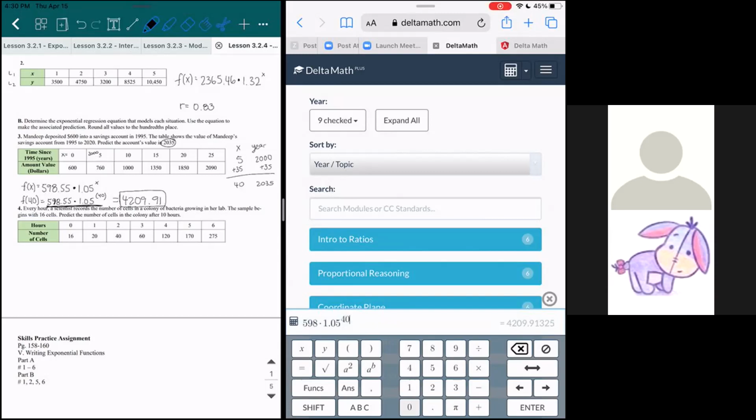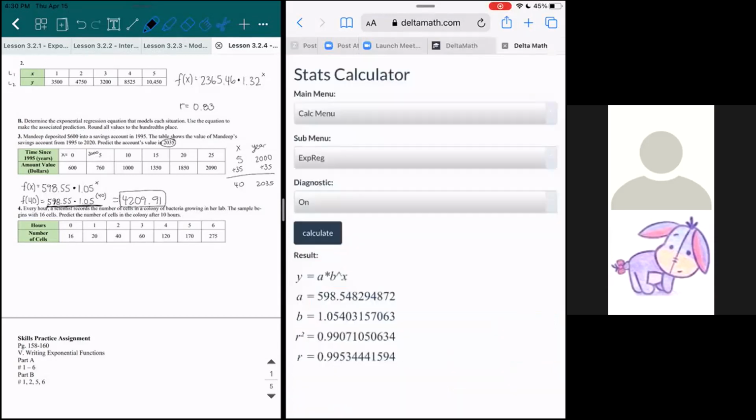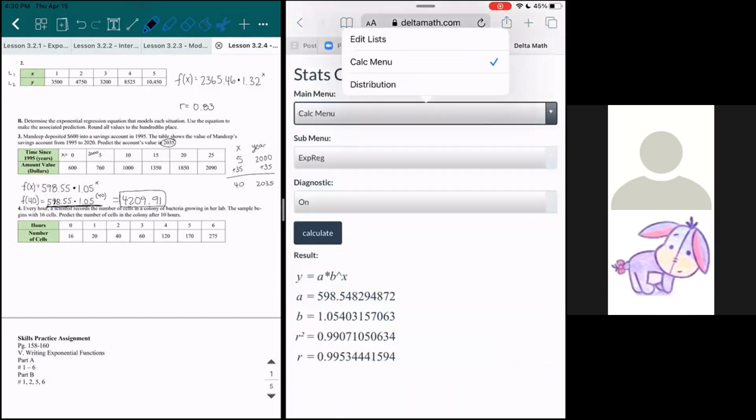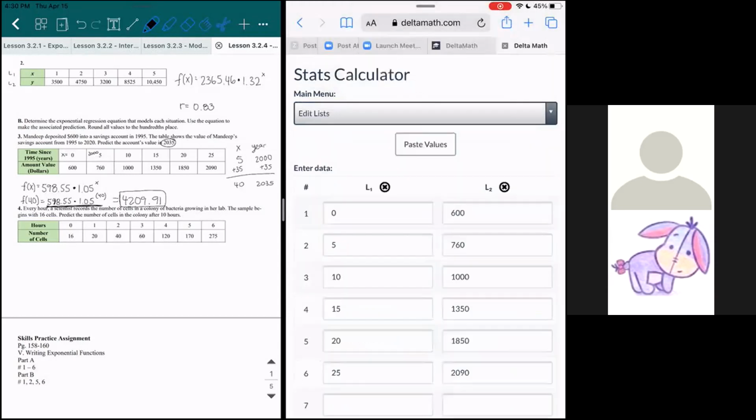So for number 4, it says, every hour, a scientist records the number of cells in a colony of bacteria growing in her lab. The sample begins with 16 cells. Predict the number of cells in the colony after 10 hours. So we're going to go back here to our Delta Math stats calculator, and I'm going to edit the list. And now give me a moment as I pause the recording and edit the list so you don't have to watch me do that painstakingly slowly.